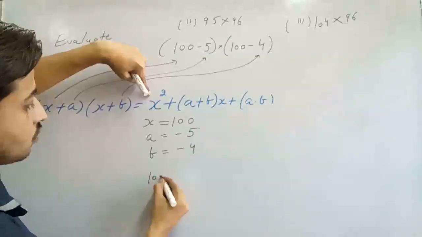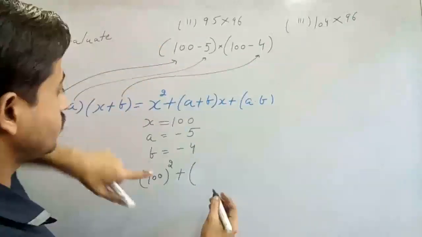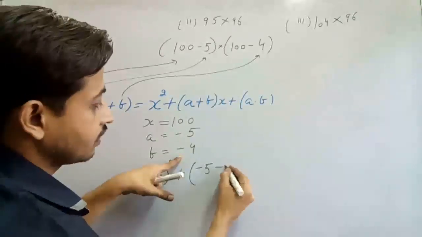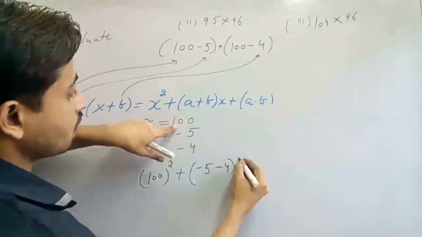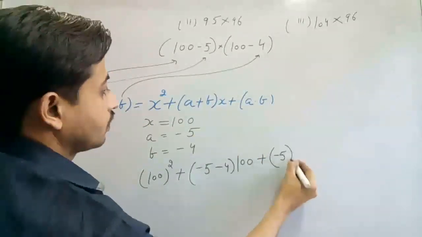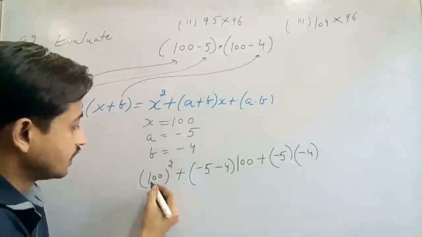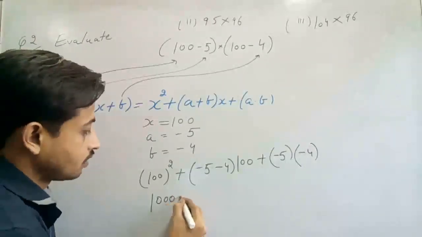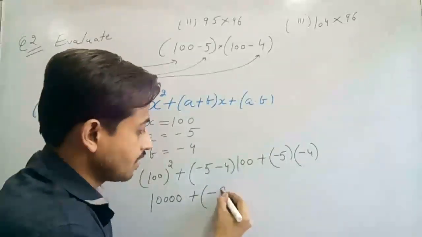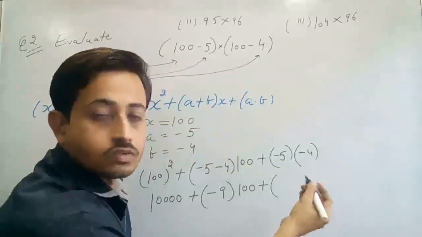Now put in all these values. x is 100. So we have to do 100 square plus (a plus b), a is minus 5 plus b is minus 4, so we get minus 4 into x, x is 100, plus a is minus 5 and b is minus 4. Now we have to solve. Please solve this. 100 square is 10,000 plus minus 5 and minus 4, we get minus 9 into 100 plus minus 5 into minus 4, we get plus 20.